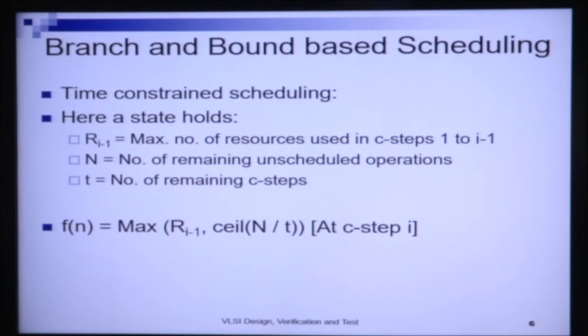Now n, at that state, gives me the number of remaining unscheduled operations and t is the remaining number of C steps. Now for the resource constraint scheduling problem, we wanted to minimize the number of C steps in which I want to schedule. Here I am given the number of C steps that I have. So I have currently already used a certain number of time steps, and I have a certain number of time steps within which to schedule my remaining operations.